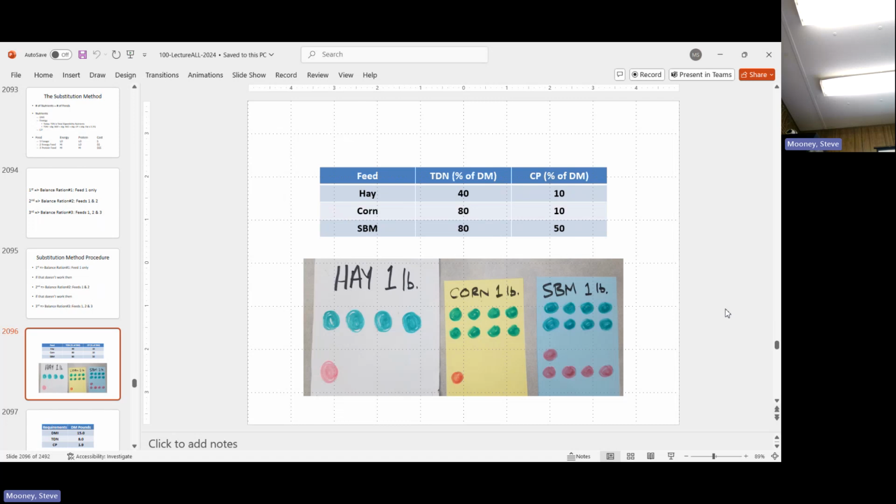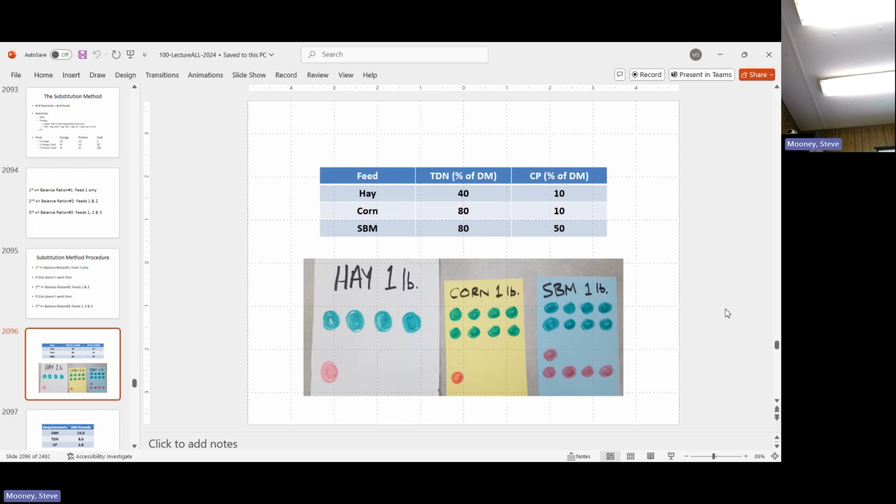Soybean, 1 pound of dry matter, going to be again 80% TDN. So 8 tenths of a pound in 1 pound of dry matter. But what happens to the crude protein? Goes up to what? 50% crude protein on a dry matter basis. So half of this 1 pound of soybean dry matter is protein.